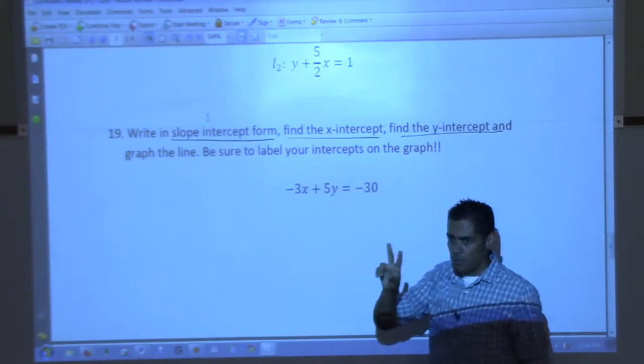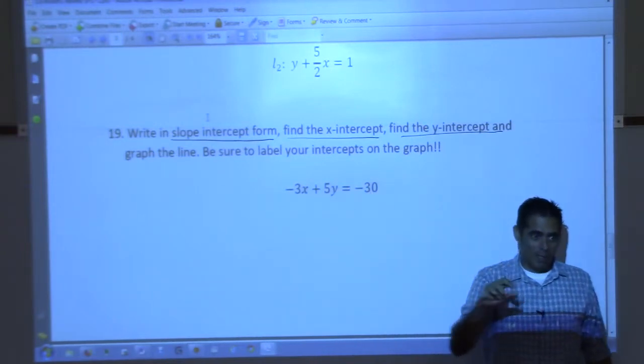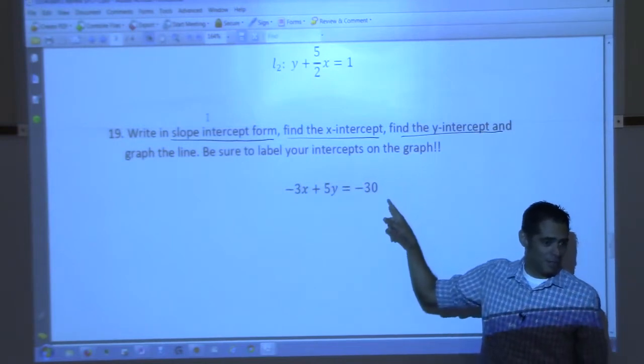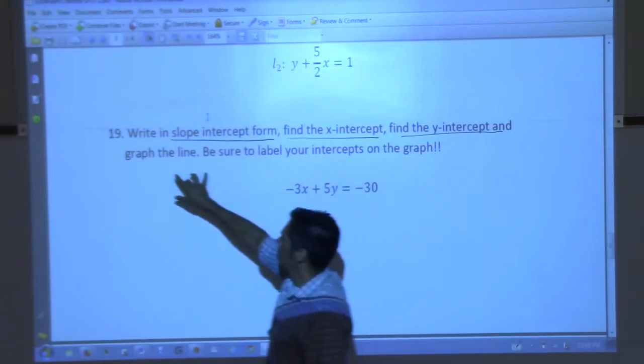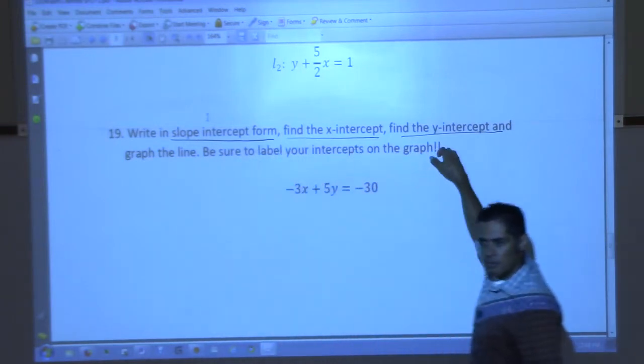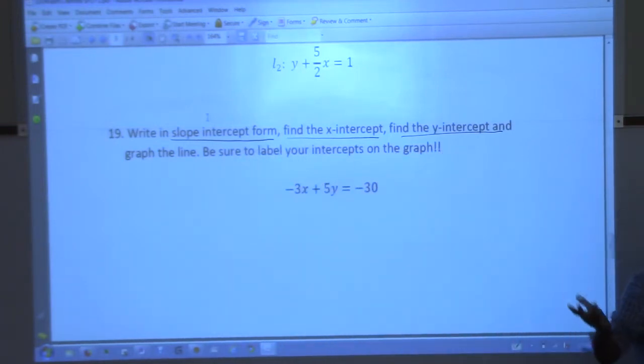Right? So I'm having you do both methods in one problem. At least that's what I had them do during their test, right? And then after that, you get to graph it. But if you have the x and y intercept, 2 points, it's going to be pretty straightforward to graph. Does that make sense?